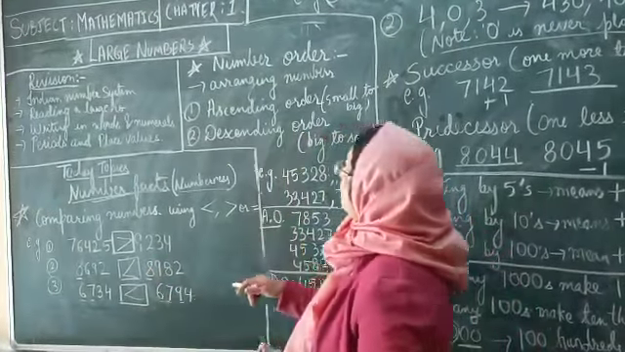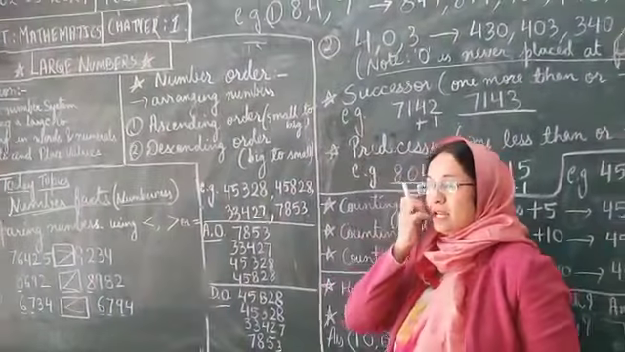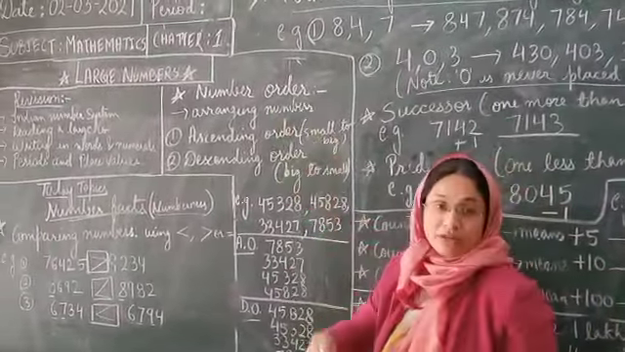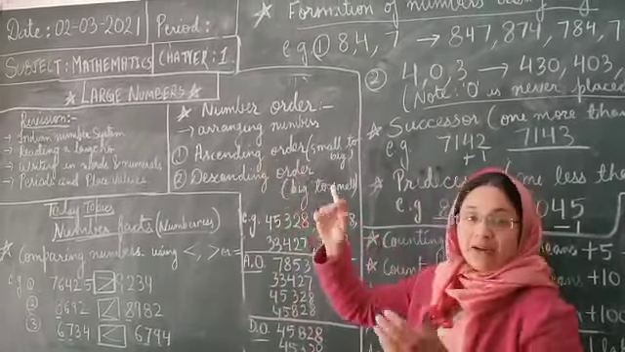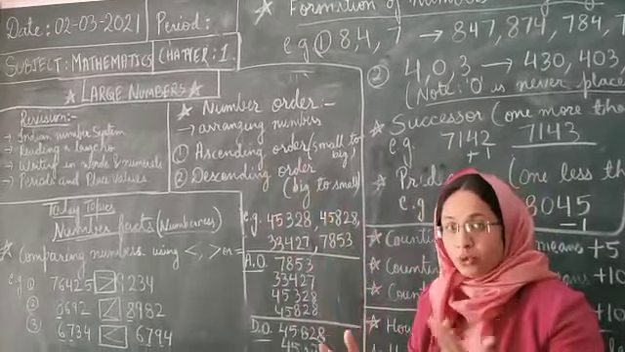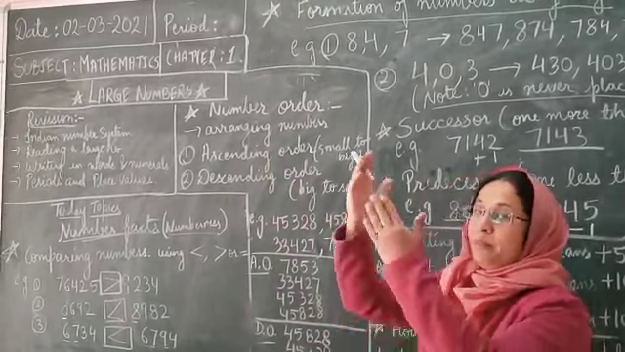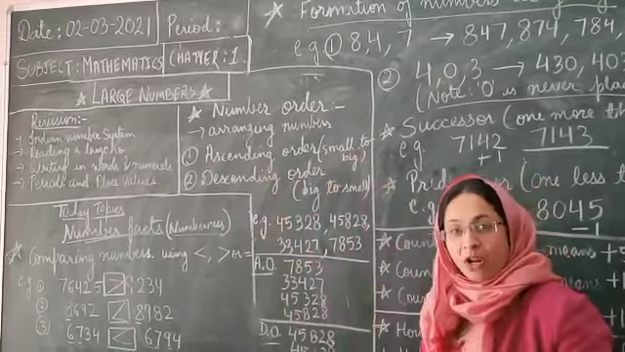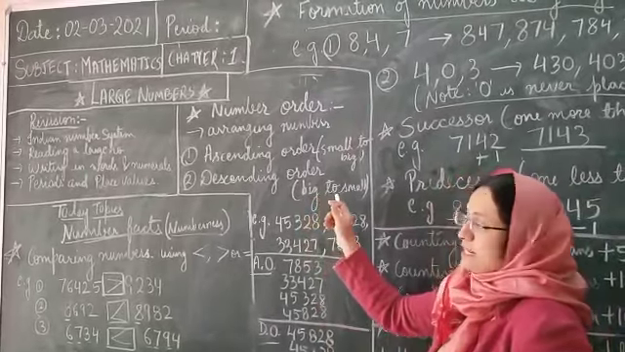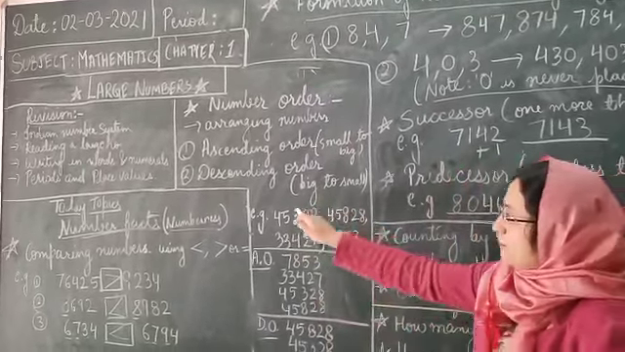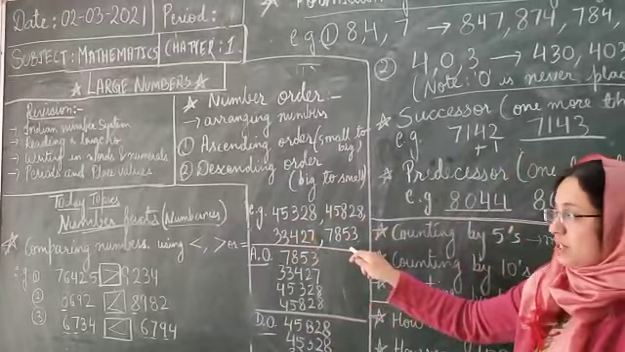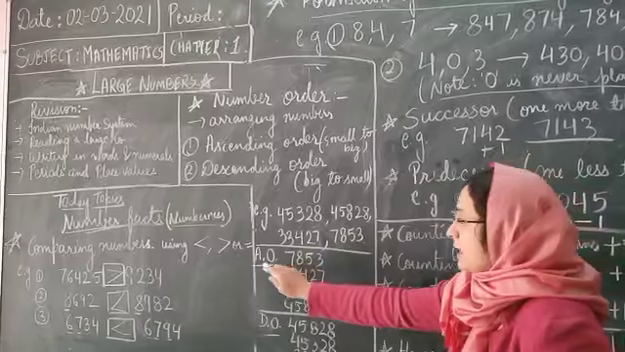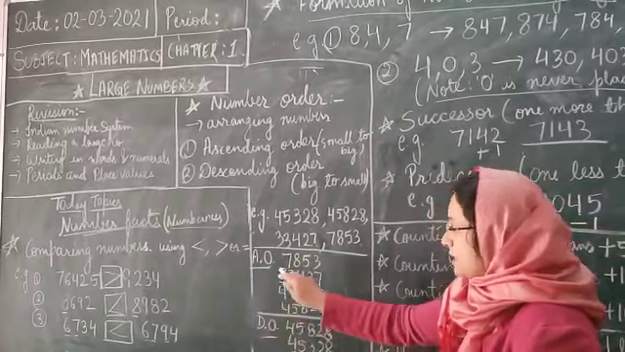Right children? Now moving ahead, the next topic is ordering of numbers. Ordering of numbers means arranging the numbers. We can arrange numbers in two ways. From a small number to a big number is called ascending order, and from a big number to a small number is called descending order. Here I have written one example with four numbers. AO is ascending order, DO is descending order.